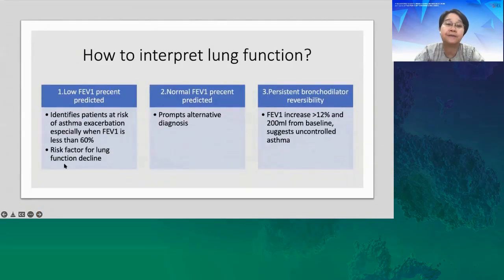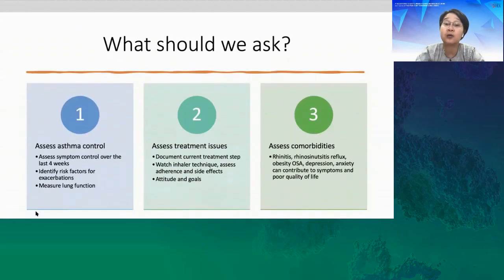So how do you interpret? Well, if there's a low FEV1, then you identify the patient at risk, especially if the FEV1 is less than 60% predicted. There's a risk for exacerbations and for lung function decline. If the patient has a normal FEV1, you probably want to think of alternative diagnosis of asthma. If the patient has persistent bronchodilator reversibility, meaning when you repeat the spirometries periodically, it's always very reversible at 12% with 200 mils from baseline, this suggests that this patient has got what we know as uncontrolled asthma.